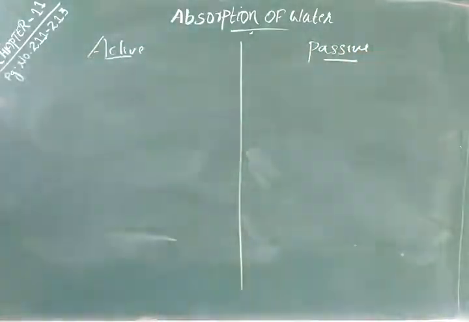Active and passive. Okay, first one, active. Active absorption takes place through the activity of root and root hairs, whereas passive absorption is not developed in roots. So, root has no role.